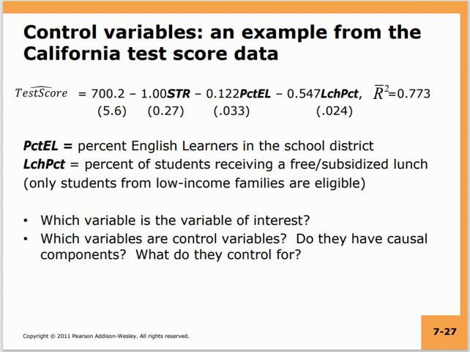So in this case, which variable is the variable of interest? As before, our variable of interest or the policy variable is STR. Which variables are the control variables? Both percentage English learners and lunch percentage might be control variables. So let us look at that.